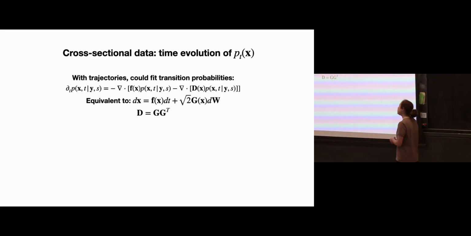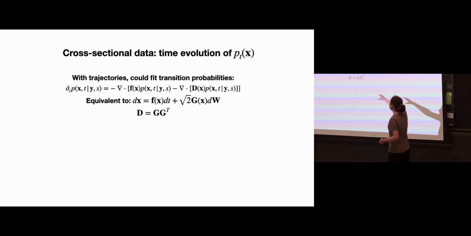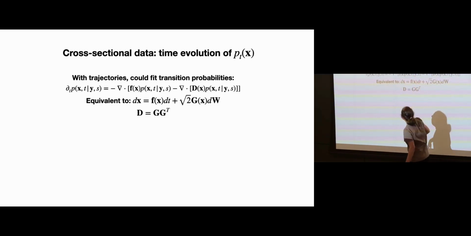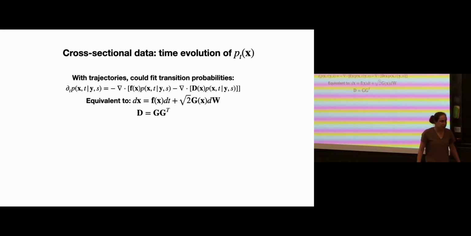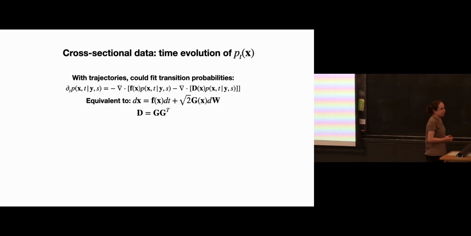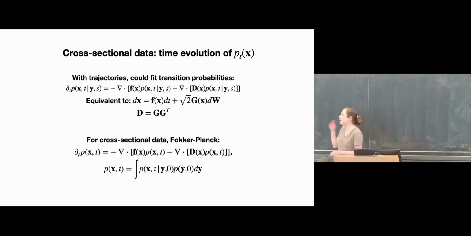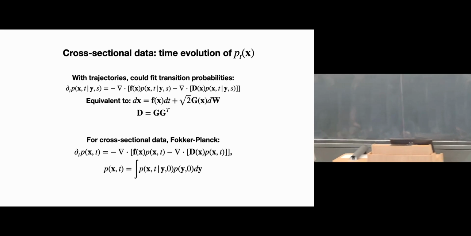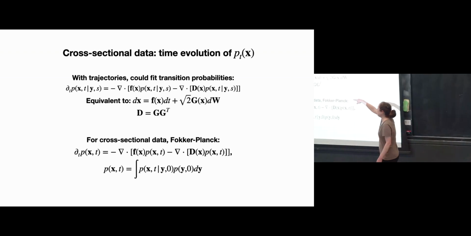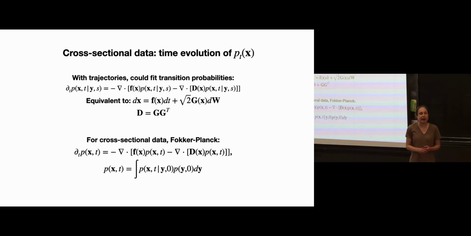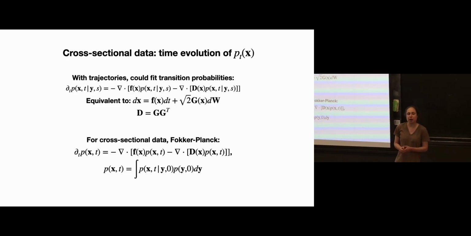And there's some transition probability that takes you from your density at position y at time s to position x at time t. And if you have trajectories, you can fit such a transition probability. But if you don't have trajectories, then really all you have access to is the marginal distributions, rather than these transition probabilities.